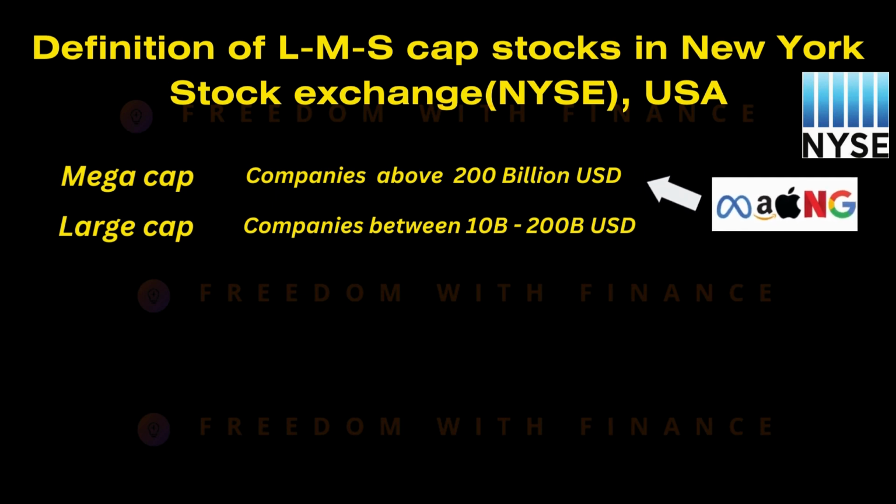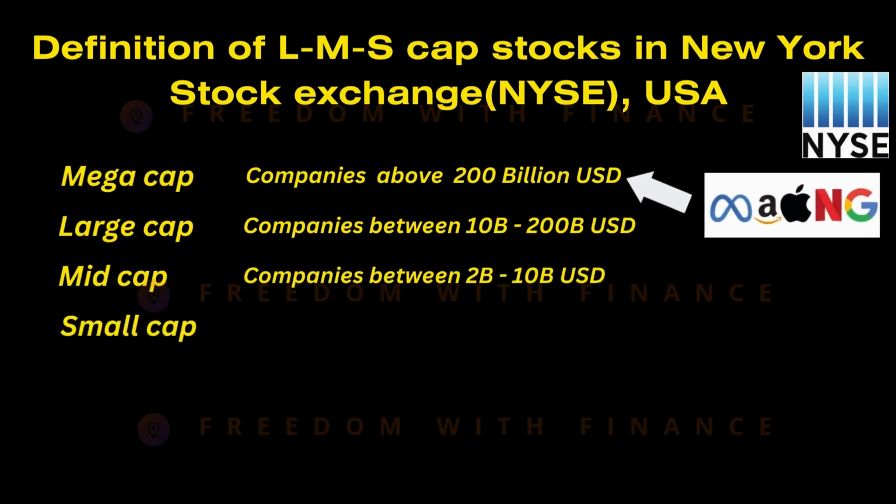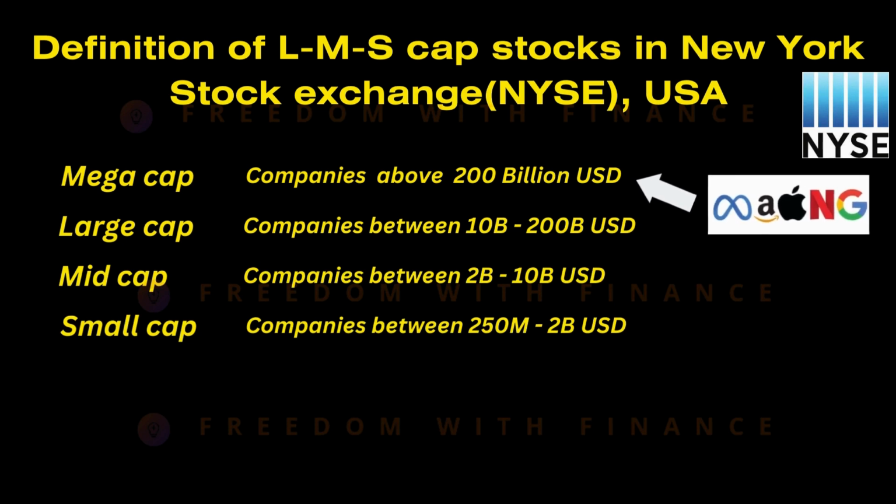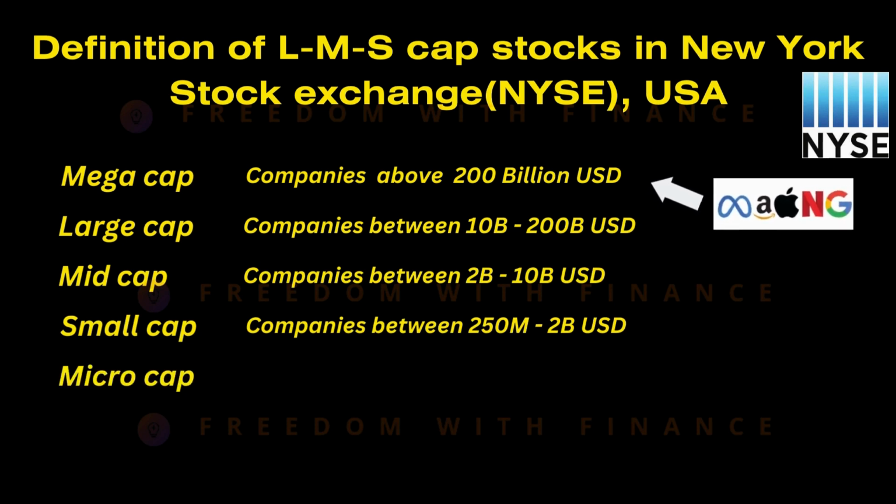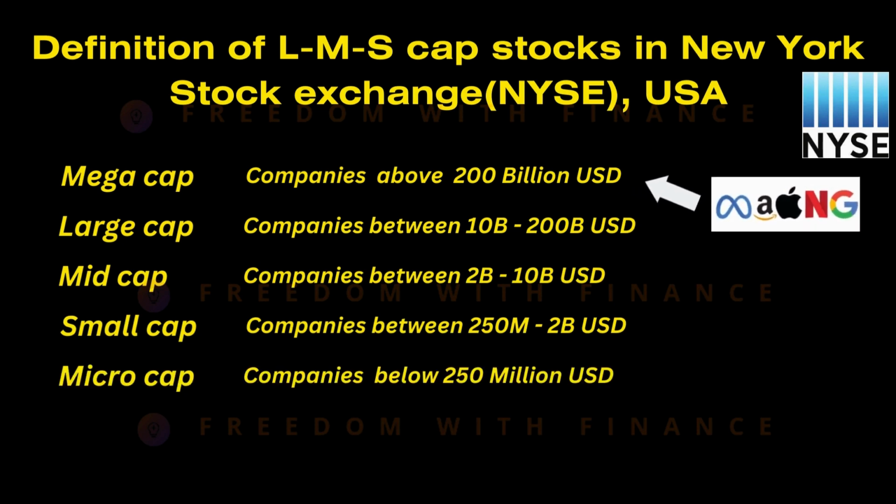Followed by the large cap is the mid cap companies, where you have those valued between 2 billion to 10 billion, small cap between 250 million US dollars to 2 billion US dollars, and followed by which you have the micro cap, which is those below the 250 million market cap.